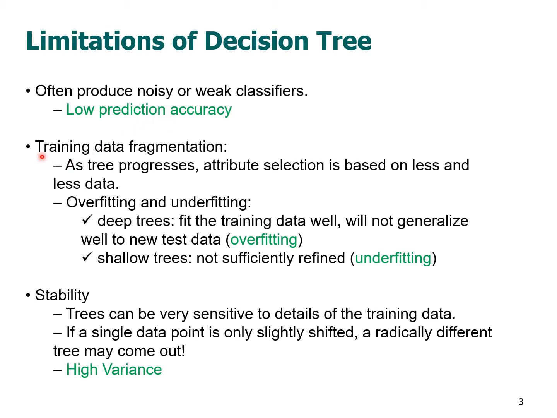The second problem is related to data fragmentation. What happens is, when we add more nodes in a decision tree, when you reach near the bottom of the tree, the attribute selection is based on less and less data. This makes your attribute selection process more unreliable. So that is a problem.